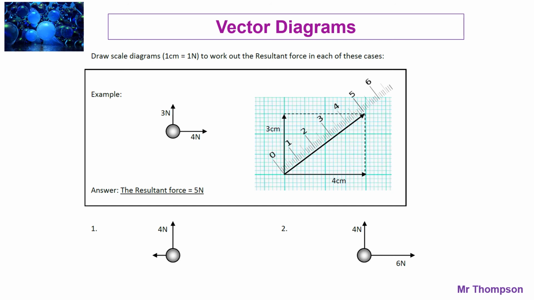To confirm that, I made the numbers easy for Pythagoras. 3 squared is 9, 4 squared is 16. 16 and 9 is 25, and the square root of 25 is 5 newtons.